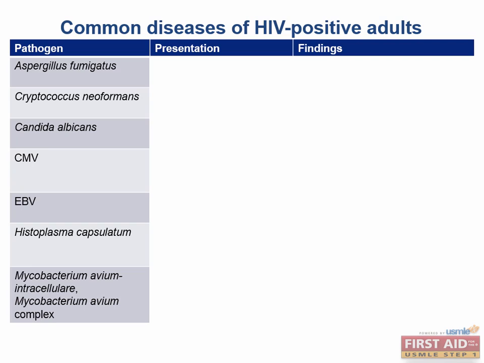In this state, patients can experience diseases caused by Aspergillus, Cryptococcus, Candida, CMV, EBV, Histoplasma, and the Mycobacterium species. I'm going to show you the presentation and findings, and we'll go through them one by one.